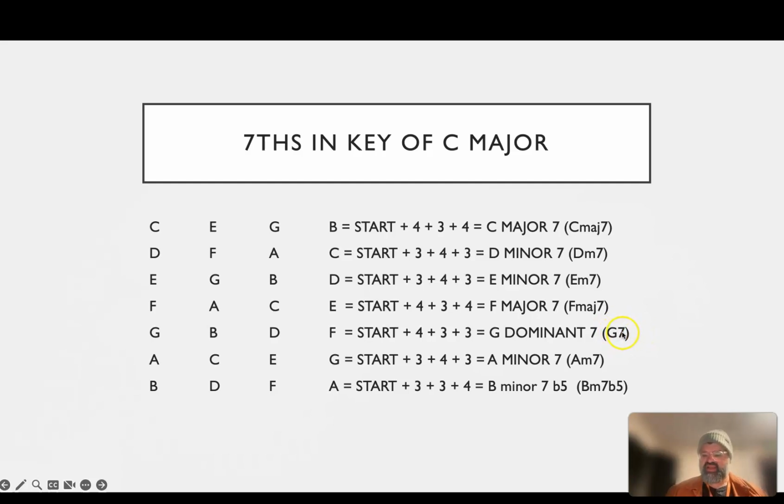If that said G maj 7, that would mean G major 7. If it said G M7, it would be G minor 7. But the shorthand version of a dominant chord is just to have the letter name followed by the number. Then our 6th chord, our relative minor of C major, provides us with a minor 7th.